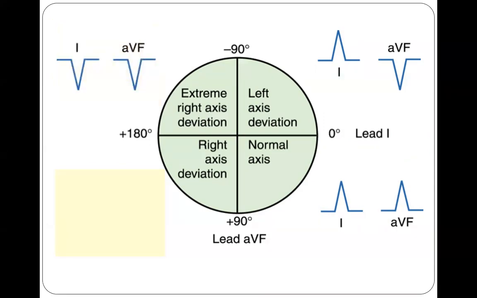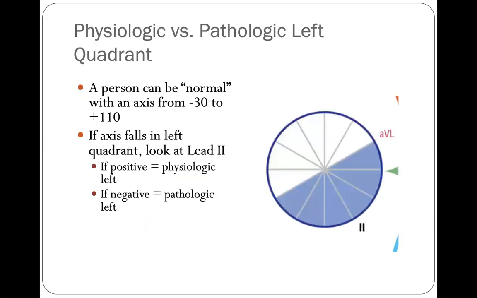If we have a negative lead 1 and a negative AVF, we're only referring to the QRS complexes right now, a negative 1 and a negative AVF, we would say we have an extreme right axis deviation. And if we have a negative lead 1 and a positive QRS in AVF, then we would say we have a right axis deviation.